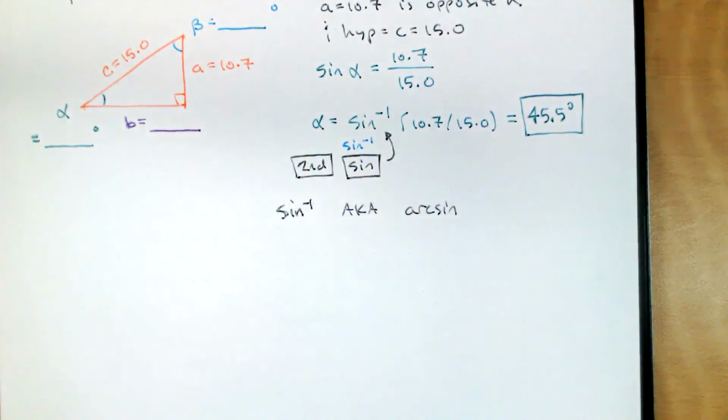The reason is that the abbreviation sine with the -1 looks like an exponent, and we don't want to think of this as sine to the -1. We want to read that as sine inverse. If you want to say sine to the -1, you have to say something else, because math. Any questions?